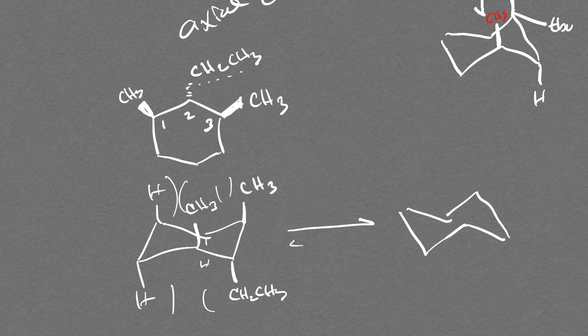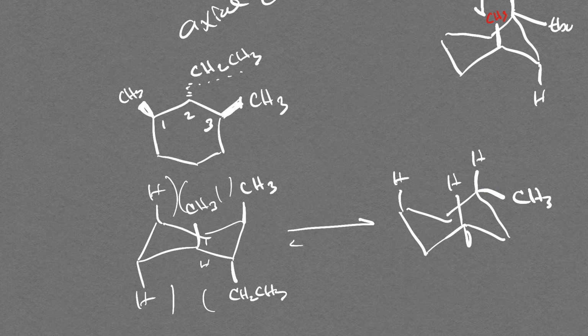All right, and so when we do the ring flip now, instead of the methyl groups being axial, the hydrogens will be axial, so we're going to draw these. So now those are definitely axial. And the methyl groups are still going to be cis to each other. So that's going to be axial, pointing downwards. Sorry, it's equatorial pointing downwards.